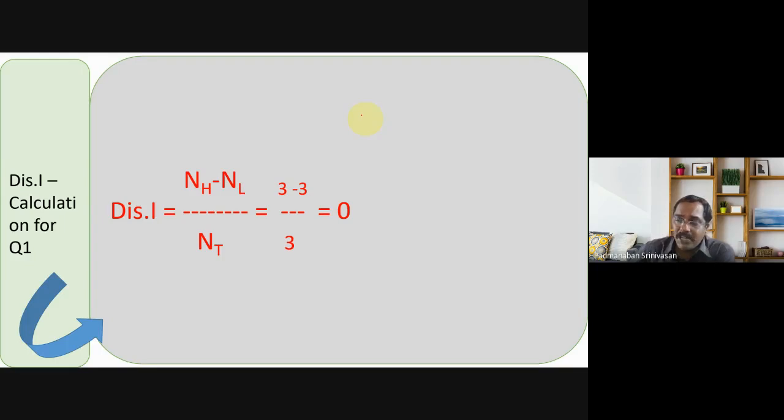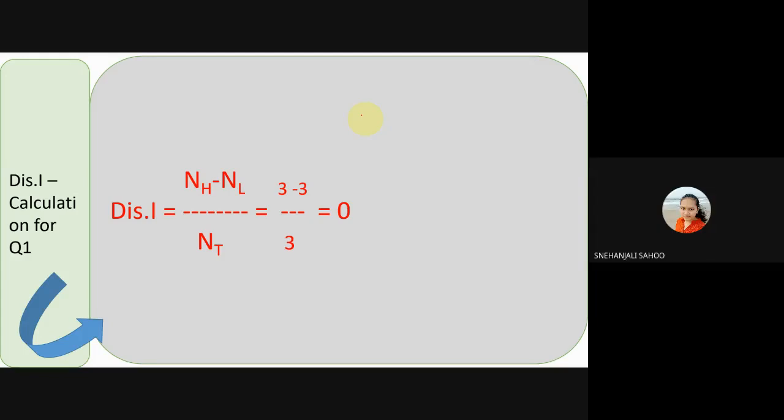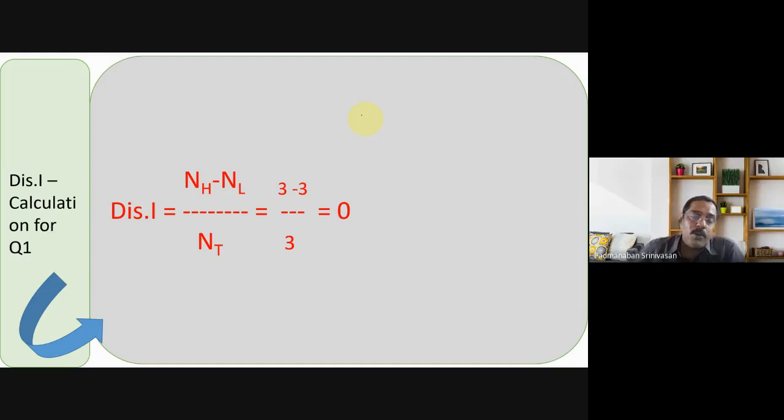Can you remember what the range for the difficulty index is? What is the lowest score one can get, and what is the highest score one can get in difficulty index? Lowest 0, highest 1. Yes, good. Now, what is the probable range for the discrimination index?